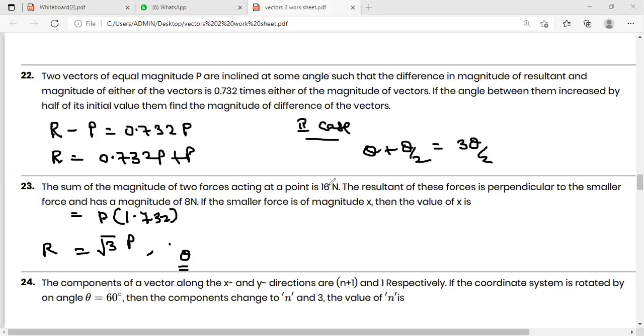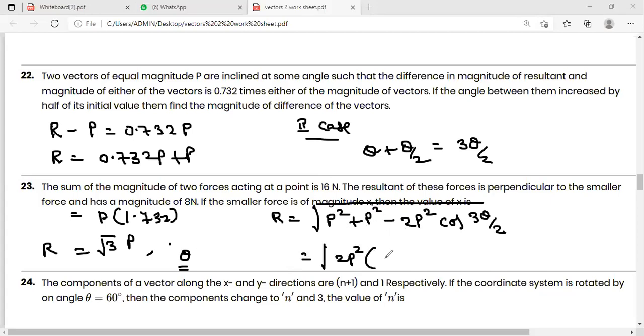Then what is the difference of two vectors here? The general formula for resultant R is equal to root over, what is the formula? First vector square plus second vector square. Difference we are taking, so minus 2 P square cos 3 theta by 2. So P square plus P square is 2P square. The 2P square is taken common. Then root over 2P square into 1 minus cos 3 theta by 2.